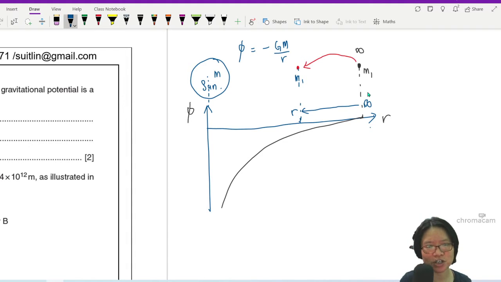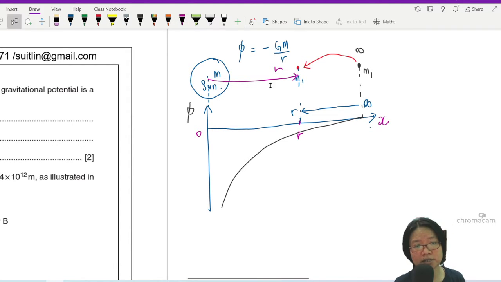So when you're going to measure r, we will measure from the center to here. Here to here, because this is 0, so this is r. Okay, maybe if this r confuses you, then you can take this one as x. x is the distance measured from the center of the sun. So the sun is like, I am very happy to bring M1 from infinity to here.